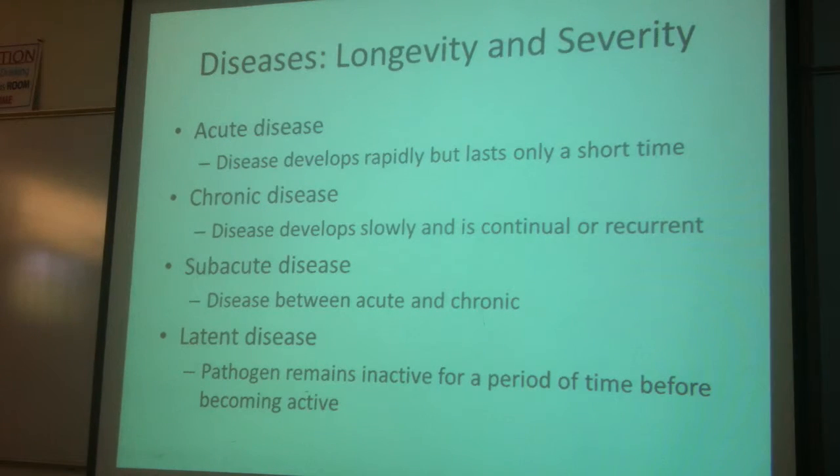Okay, so when we're talking about the longevity and the severity of these diseases, an acute disease is small and short. It develops rapidly and ends rapidly. Chronic, you have it for a long period of time. Subacute is in between acute and chronic. It's not over in a flash, but it's not there for eternity like chronic diseases. And then latent diseases, where pathogens hide out for a while, and then they decide to kick on and become active.